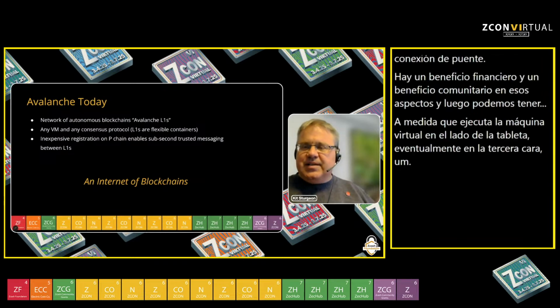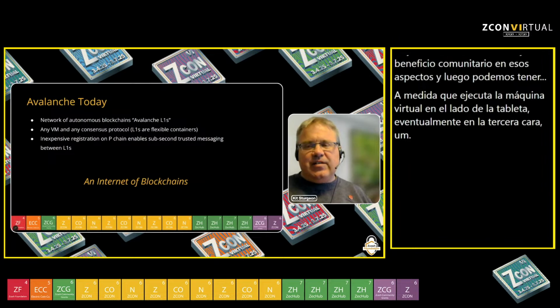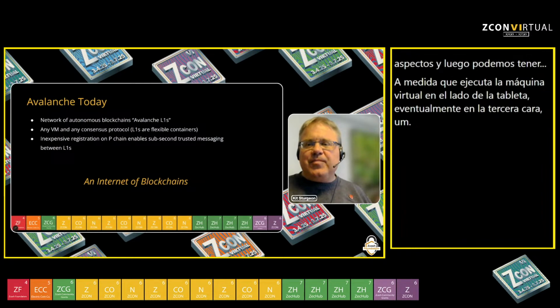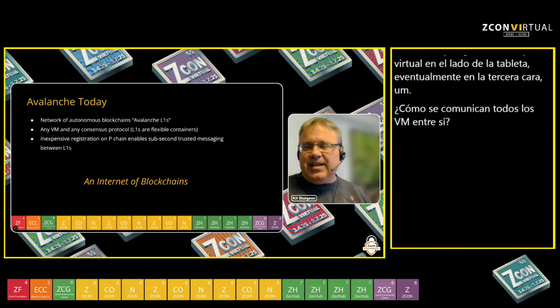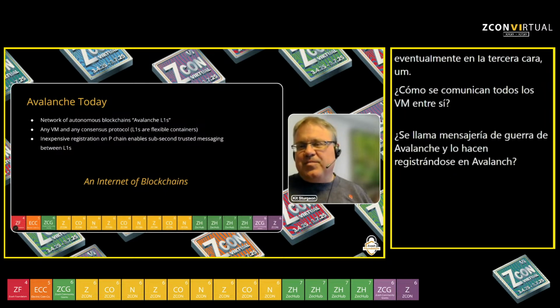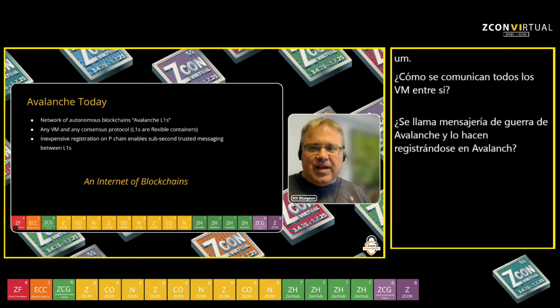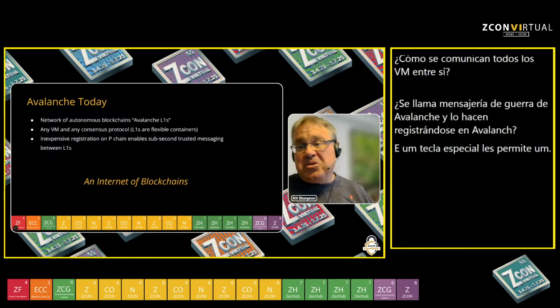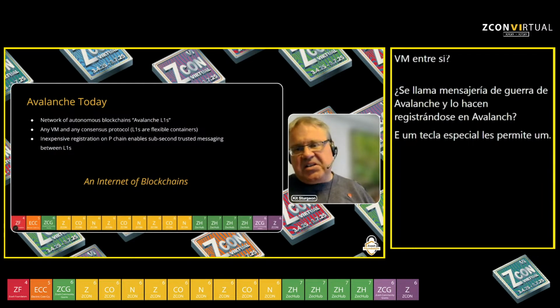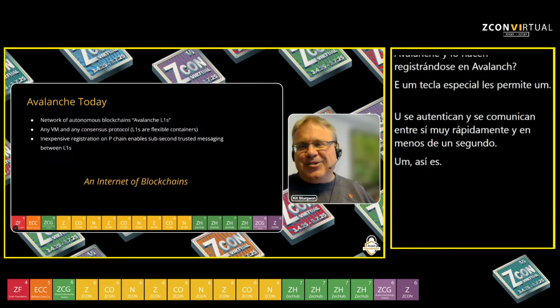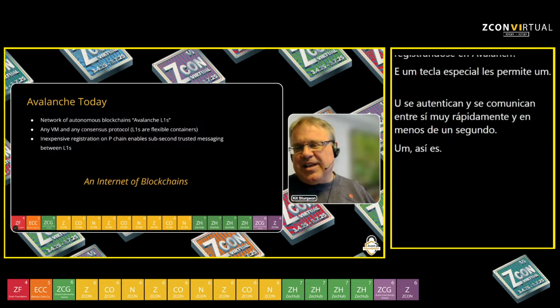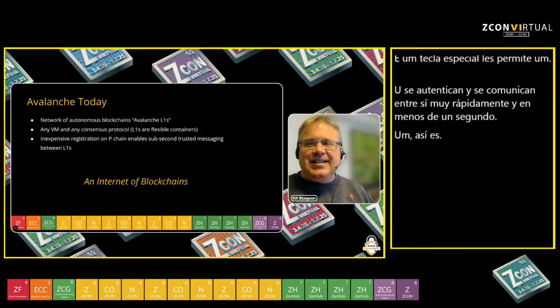How all the L1s communicate with each other is called Avalanche Warp Messaging. And they do that by registering on the Avalanche P chain a special key that enables them to authenticate and communicate with each other very quickly, in under a second. So in a sense, you have an internet of blockchains, and that's what the Avalanche platform is today.